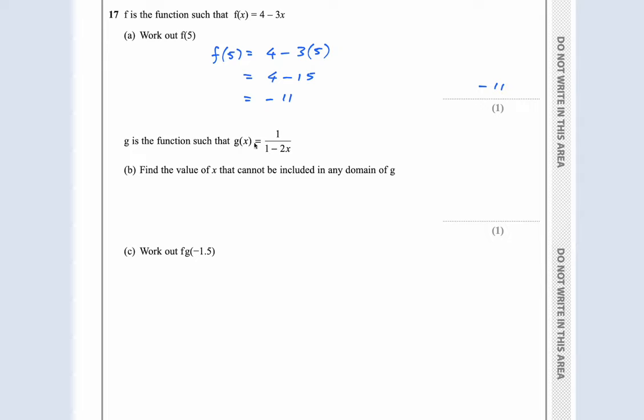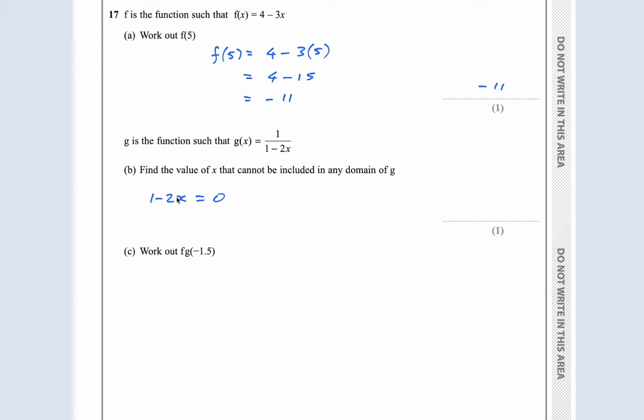g is the function such that g of x is this. Find the value of x that cannot be included in any domain of g, right? So guys, if you've never seen this before, this is a strange question, but hopefully you have seen it before. What is the one thing you cannot do? Well, there's a few things you cannot do, but in mathematics, one very, very important thing you cannot do is divide by 0. So if the bottom, 1 minus 2x, equals 0, you've got a problem. It can't be in the domain because you can't divide by 0.